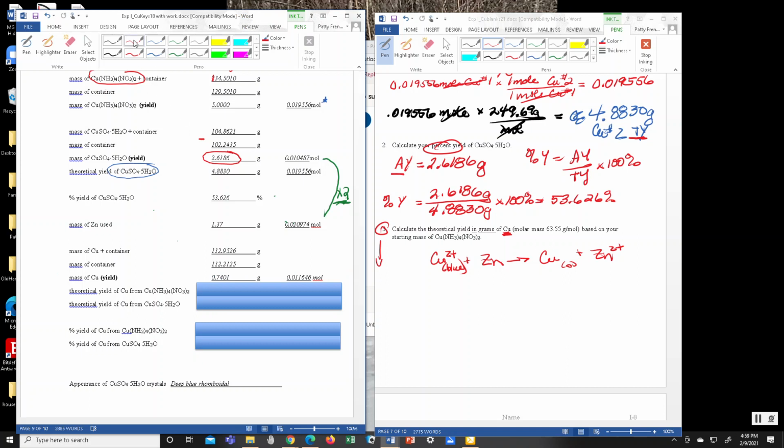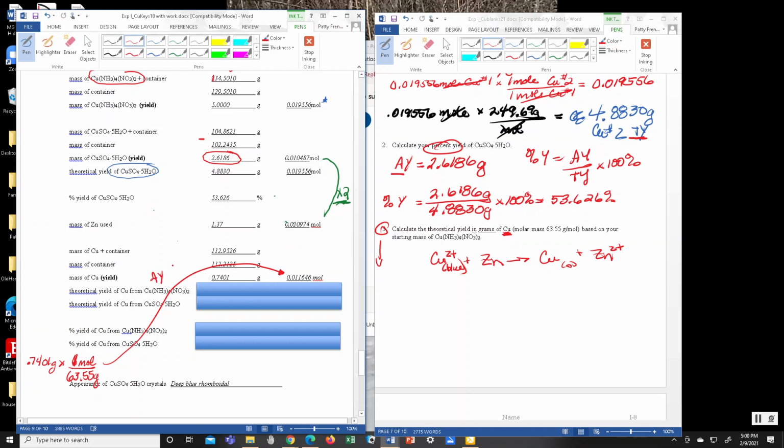Now, what's this all about? Well, you know how to find the molar mass of copper. So it was just 0.7401 grams of copper times 1 mole over 63.55 grams, and that gave me that number of moles right there. Okay, so that's good. We know how much we actually made. We know that this is our actual yield.